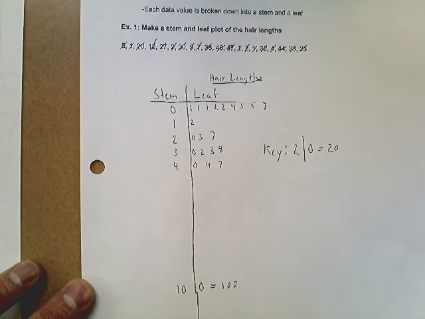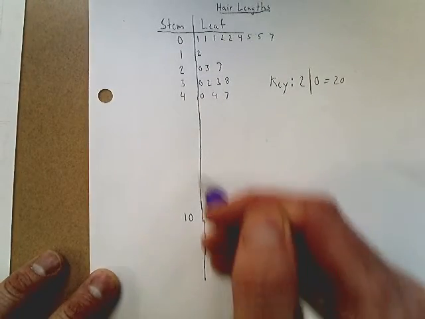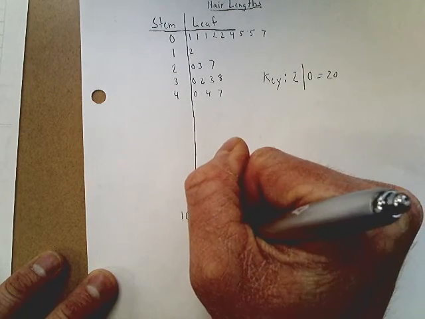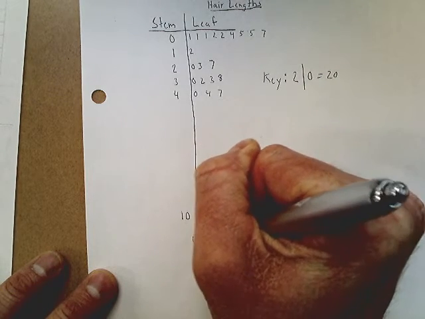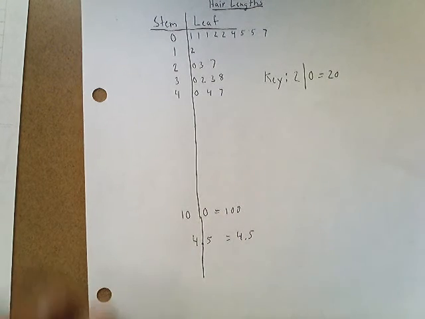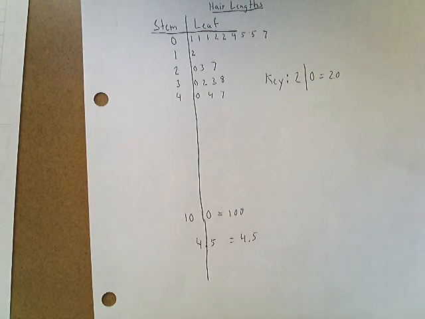Now, people also ask, what if you have a decimal? Well, if you have a decimal, then you use this line as your decimal point. So I put 4.5. That would equal 4.5. All right, and that is your 10.1 notes.